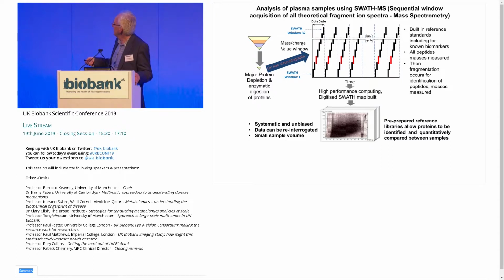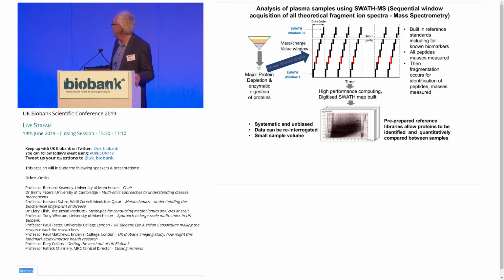Then you essentially can build what's called a SWATH map from all of this data, from the fragments, from the peptide mass-to-charge ratios, and because you've got standards in there, you've got a systematic, unbiased methodology for creating a digitized proteomic map of plasma proteins. And as I said, we only need a small sample volume.